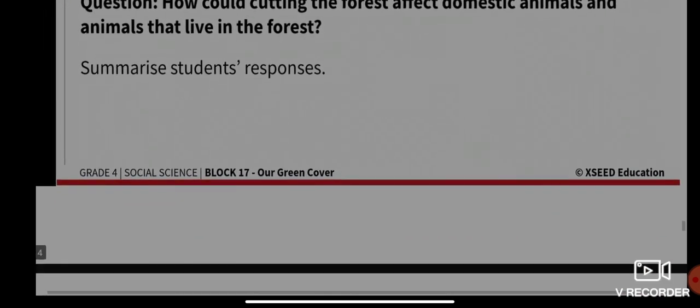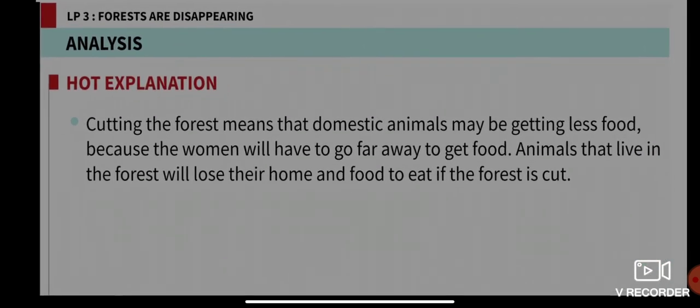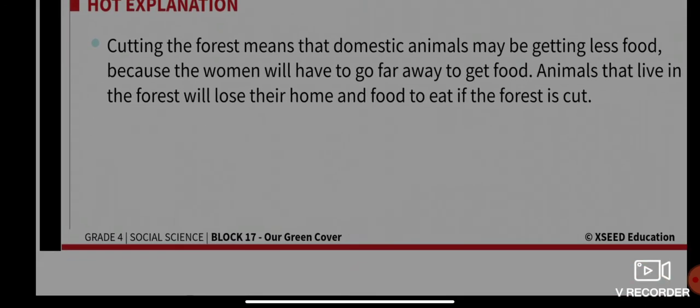Alright, very simple. Okay, so you might have different answers to that. Let me summarize your answer very quickly. Now see, cutting the forest means that domestic animals may be getting less food. Yes or no? Because the woman will have to go far away to get food for the pigs, for the goat, for the cows. Alright. So also the animals that live in the forest will lose their home and food to eat if the forest is cut. So this is how it will affect the domestic animal and the wild animal. Okay, means the animal that live in the forest.